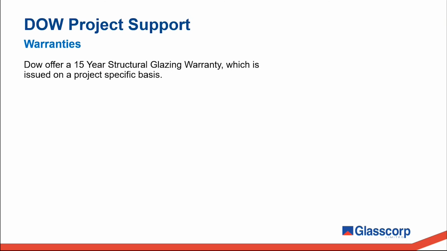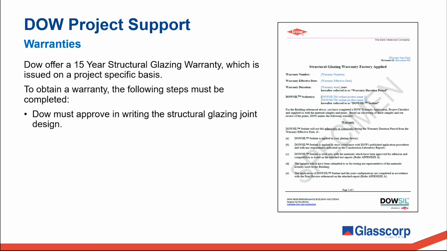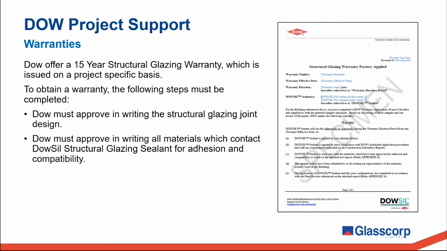Finally, as I mentioned before, I just wanted to make a point about warranty. So Dow offer a 15-year structural glazing warranty, which is issued on a project-specific basis. To obtain a warranty, the following steps must be completed. Dow must approve in writing the structural glazing joint design. So that's the steps involved in the print review, which I talked about earlier.